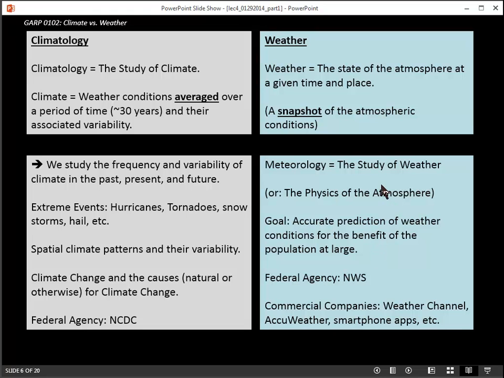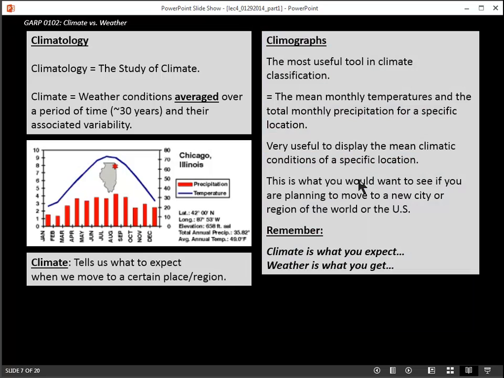So the study of weather is meteorology, and meteorology is really the physics of the atmosphere. So if you want to study meteorology, you often have to go to a physics department. So for example, at UMass Amherst, the meteorology classes are taught out of the physics department, right? So let's look at this a little bit more in detail.